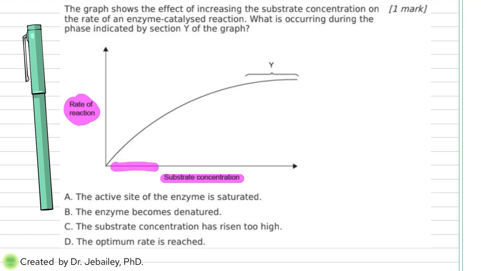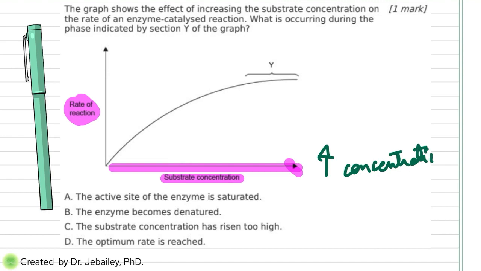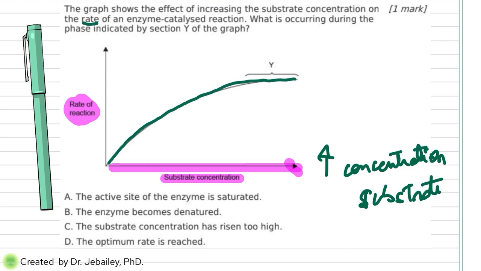So looking at the graph, it shows the effect of increasing the substrate concentration, which is true. As you can see, as you go this way, you are increasing the concentration of a substrate. In this case, it can be any molecule. It can be maltose, sucrose, whatever it is. And by increasing the concentration, you're increasing the rate, which is true. But it's going to reach a point where it's going to plateau right here. Plateau means that it's going to reach a certain point where no matter how many more substrates you put, the rate will not increase.